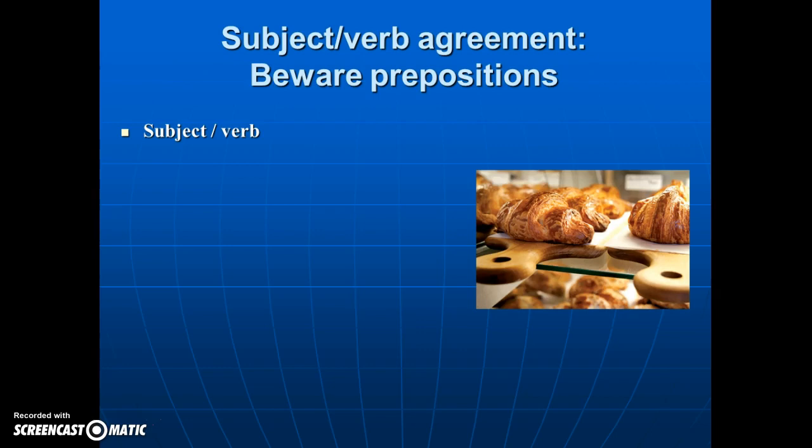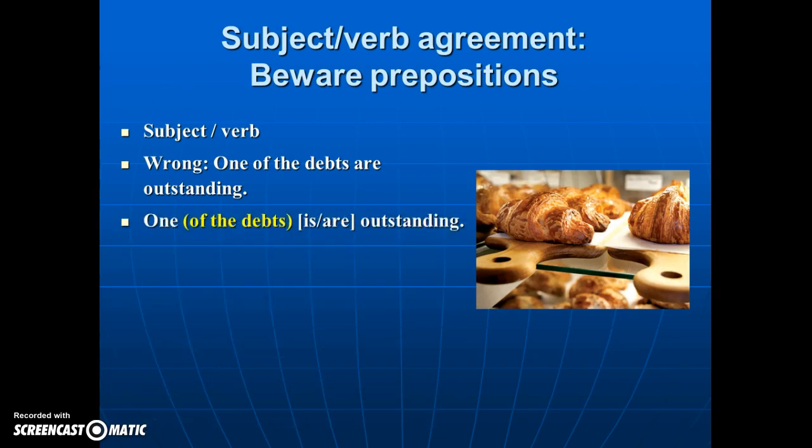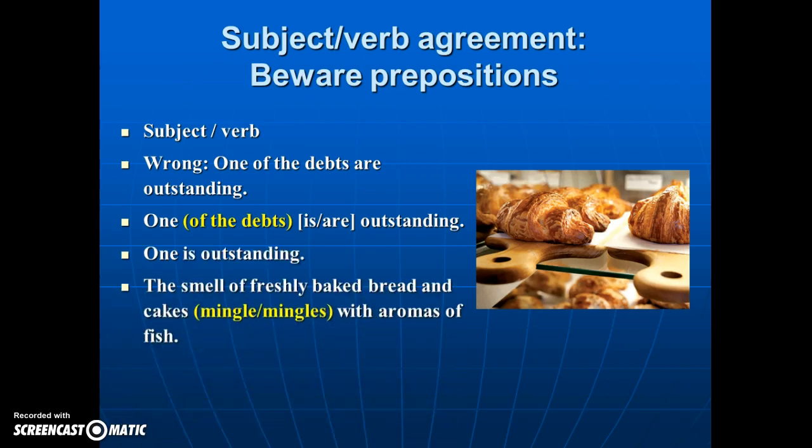Next, subject-verb agreement. You want to watch out for prepositions. You want to isolate and kind of get rid of the extraneous words and examine whether it's singular or plural, subject and verb, and make those match up every time. So "one of the debts are outstanding" is not correct. Debts is not your subject here. "Of the debts" is a prepositional phrase. When you get rid of it, as you can see here, you have essentially a three-word sentence that says "one is" or "are outstanding," and then you can tell it's singular, and the correct answer is "one is outstanding."